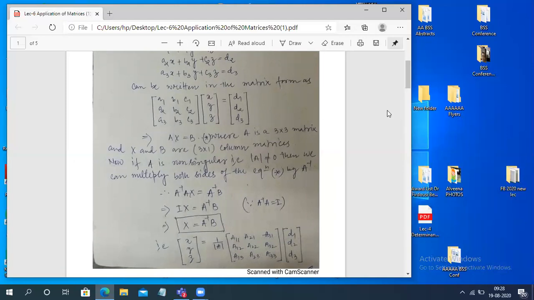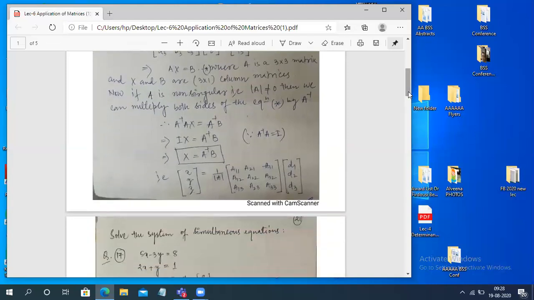Now if we multiply any matrix with the identity matrix, we will get the matrix itself. That means IX can be written as X, so X is equal to A inverse B, because A inverse A is always equal to I, and I into X is always X. That means this is your formula to find the unknowns, that is here x, y, z.